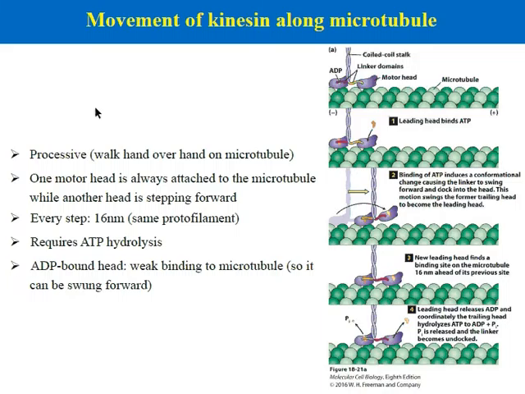So this is the leading head, and the trailing head. There is a conformational change, and the ADP is also released so the trailing head becomes loose. So now it comes off from the microtubule and swings to the other side towards the plus end. And once it gets to the plus end, it will bind to ATP and start to move again.